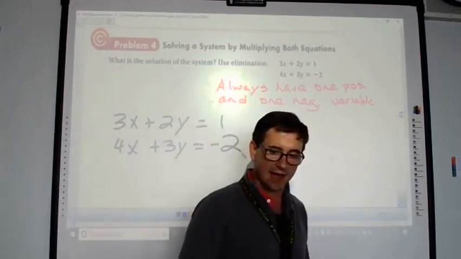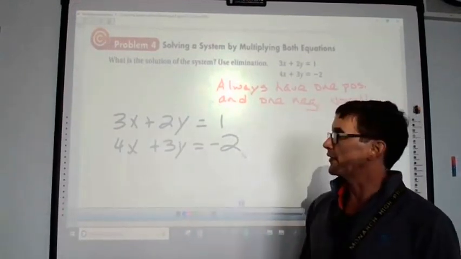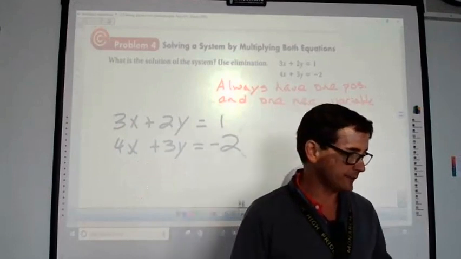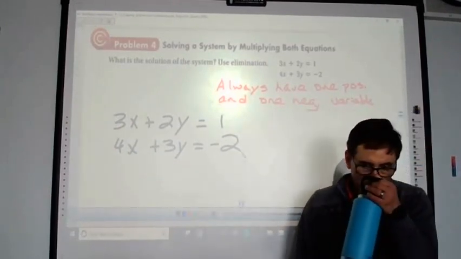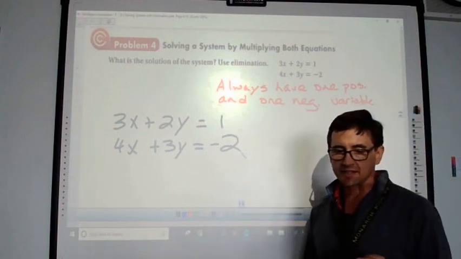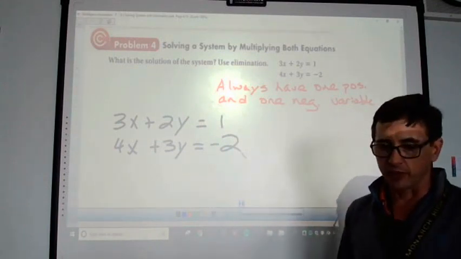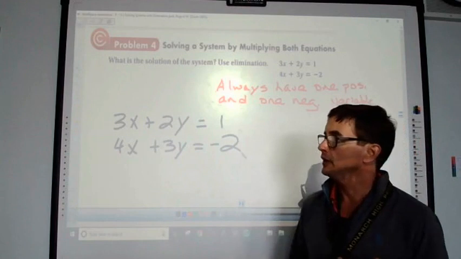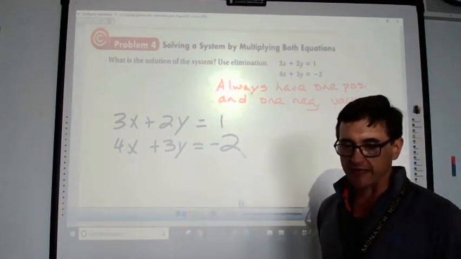And we're going to decide together whether we're going to get rid of x or y. My helpful hint says always have one positive and one negative variable. It just makes it easier to cancel.